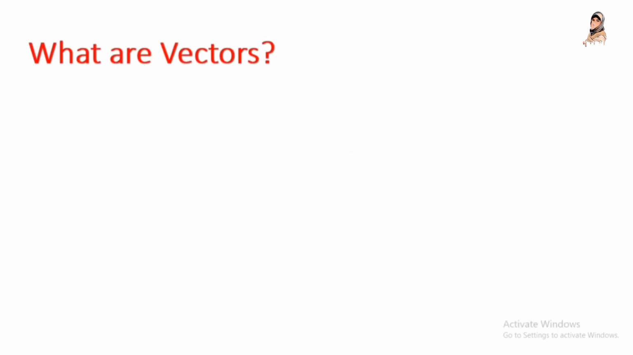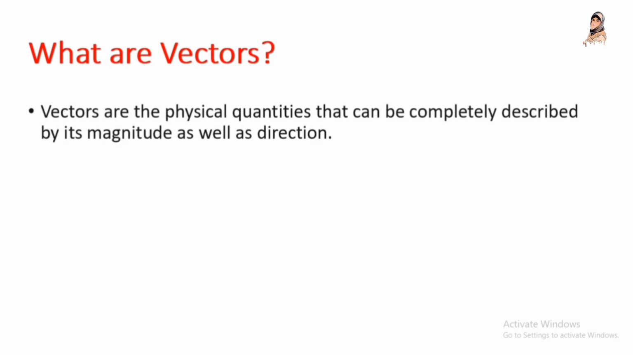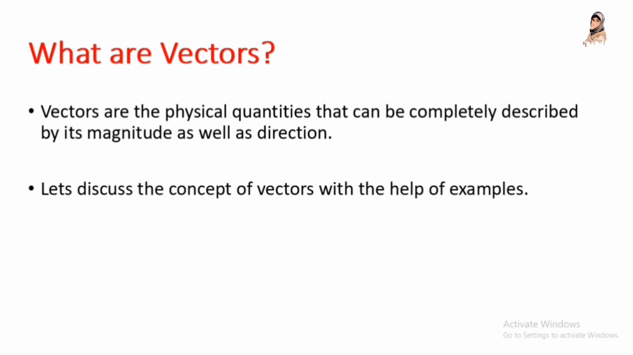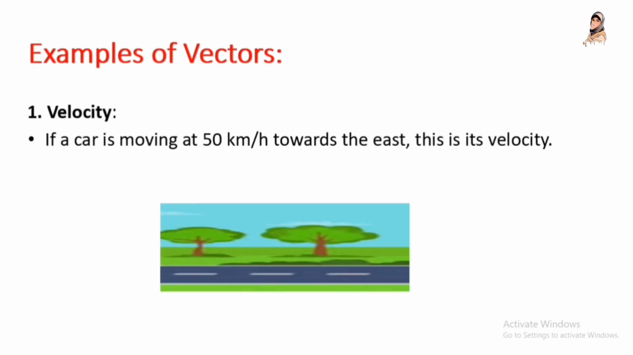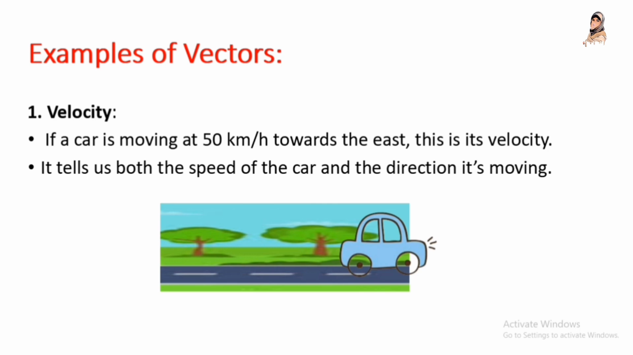Similarly, what are the vectors? Or the vector quantities. Vectors are the physical quantities that can be completely described by their magnitude as well as direction. Let's understand the concept of vectors with the help of examples. For example, number 1, velocity. If a car is moving 50 km/h towards the east, this is its velocity. It tells us both the speed of the car and the direction it's moving. So there is direction, so velocity is a vector quantity.